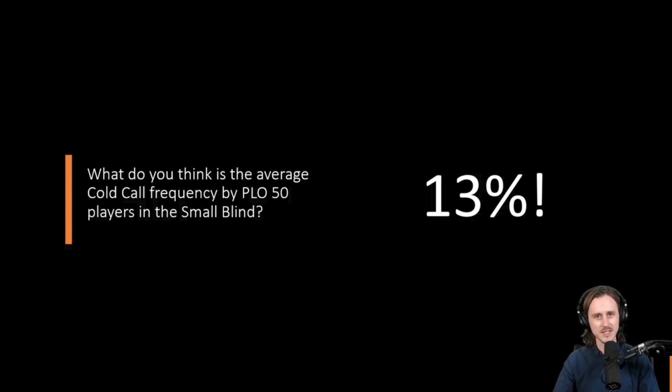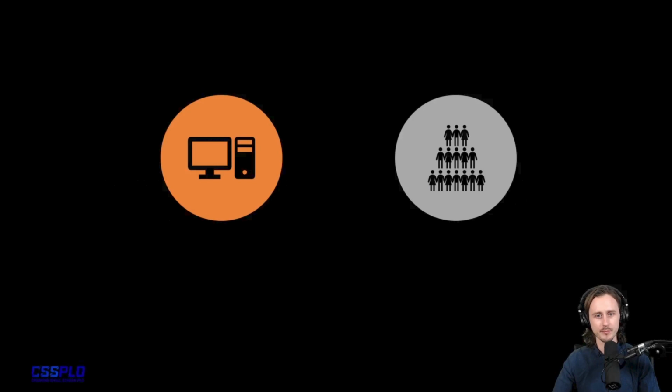This number is massively high, of course, and way too high for what we should actually cold call with in the small blind. Let's look at the differences between what we should actually cold call and what we are currently cold calling here. In a GTO simulation, we can see that versus an early position open raise, we are supposed to cold call 1% of our hands. Versus the button, we are supposed to cold call 2.7% of our hands in the small blind.